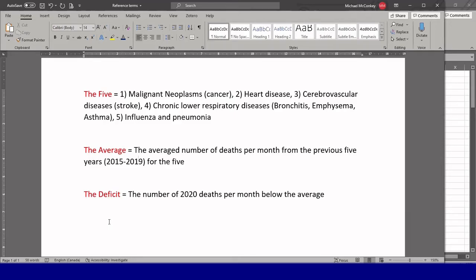And I remember, when I say the average, what I mean is that the deficit is the number of 2020 deaths per month that's below the average of the number of deaths per month from the previous 5 years for the 5, which are cancer, heart disease, stroke, bronchitis, etc., influenza, etc. Okay, so if you're unclear about my terms, hopefully I will apply them consistently. If you're unclear about my terms, you can always come back to this part of the video and refresh yourself. This is what those terms mean.